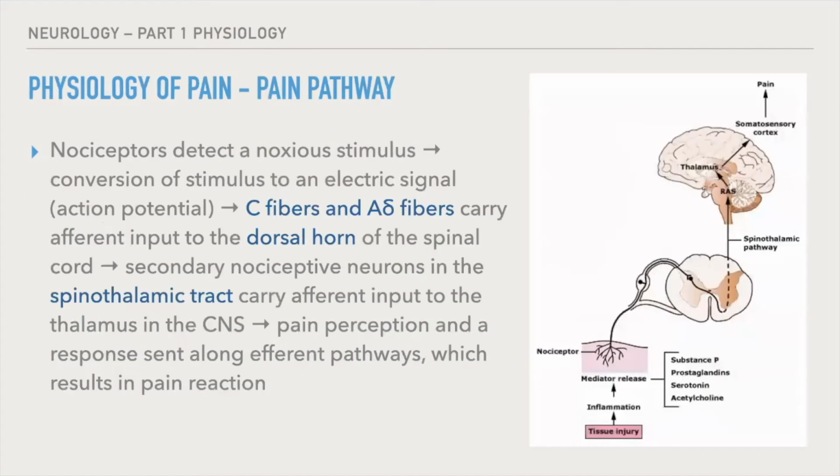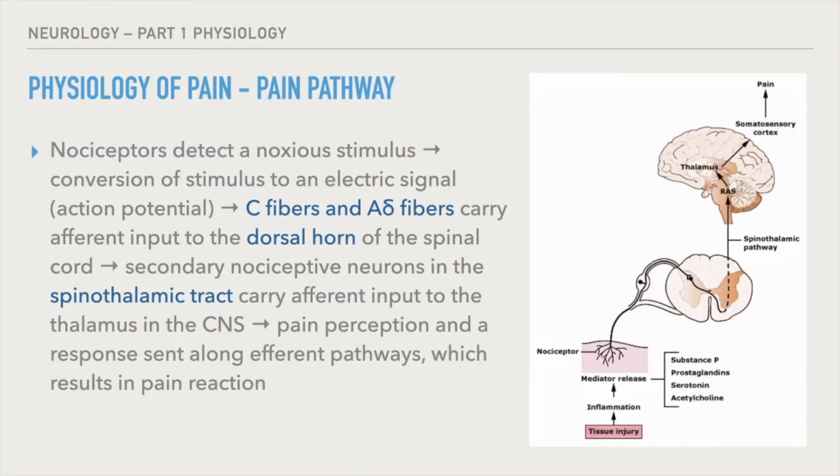So to summarize about the pain, we can say that the nociceptors detect a chemical, mechanical, or thermal nociceptive stimulus, and this converts the stimulus to an electrical signal, which is the action potential. And then the C fibers and alpha delta fibers carry the afferent input to the dorsal horn of the spinal cord.